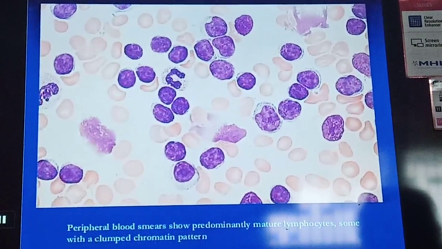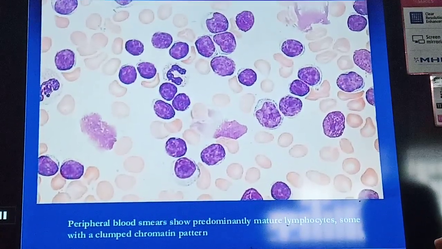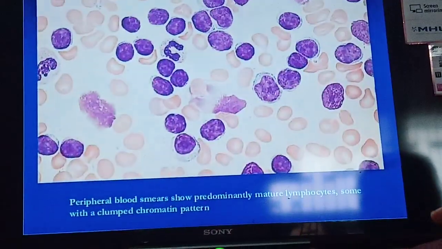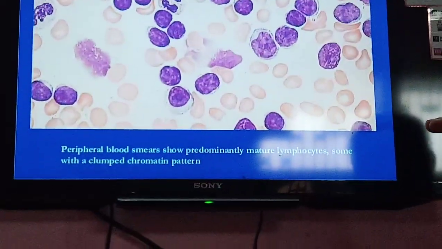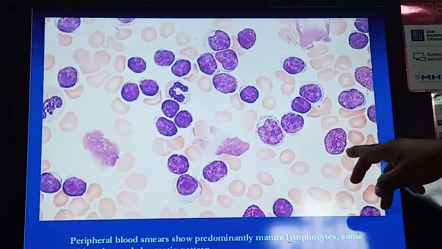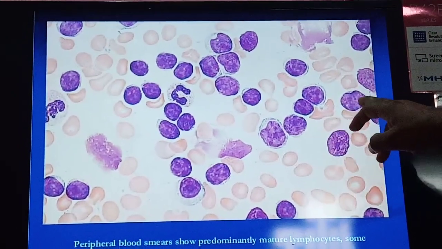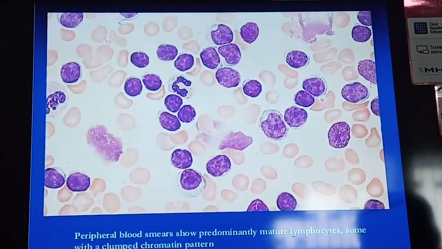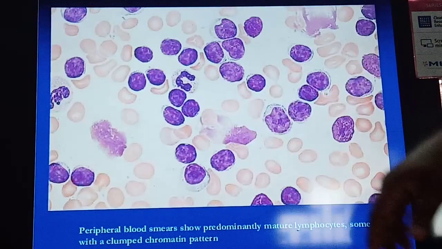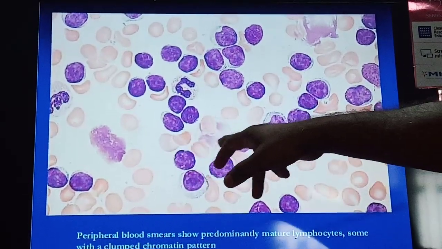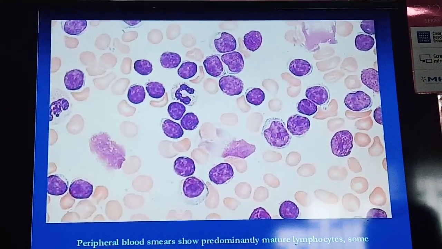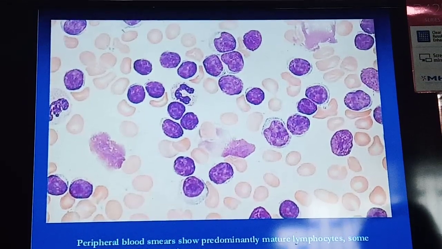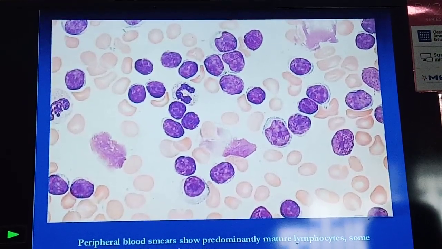This is a peripheral blood smear with predominantly mature lymphocytes, and some with a clumped chromatin pattern, or these are the clumped or clipped nucleus prolymphocytes, and these are the small lymphocytes, and these are the fragile lymphocytes known as basket cells or smudge cells that are seen in peripheral blood smears.